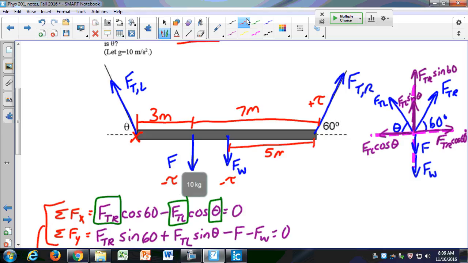Okie dokie. So that's going to be your general procedure. You're going to have three sets of equations. Usually one of those you can solve because it only has one unknown variable, and then the other two you have to solve by substitution.